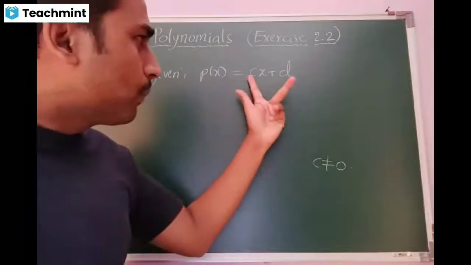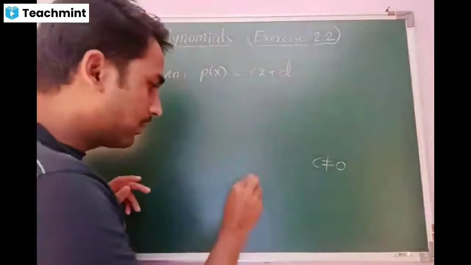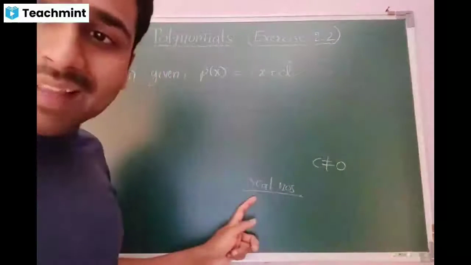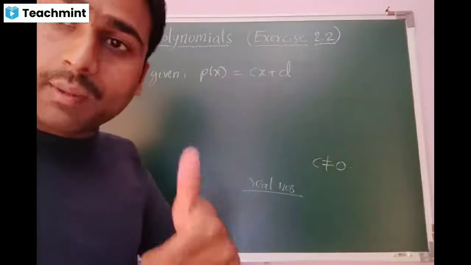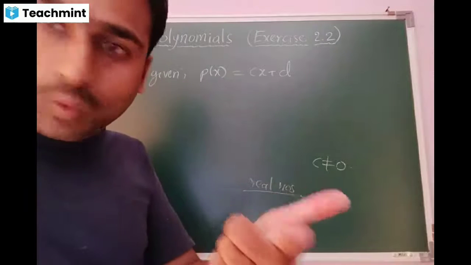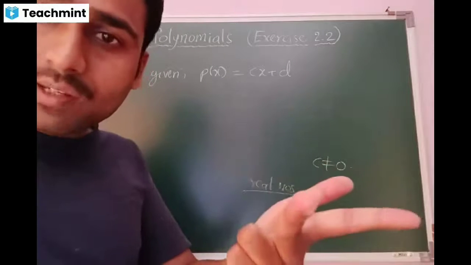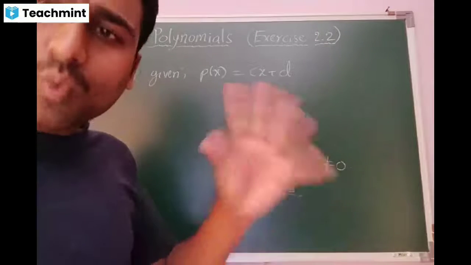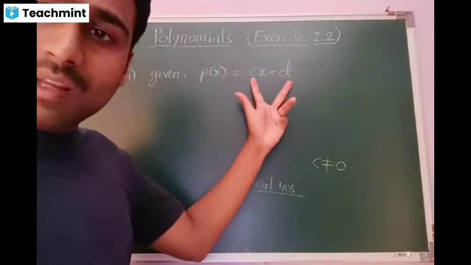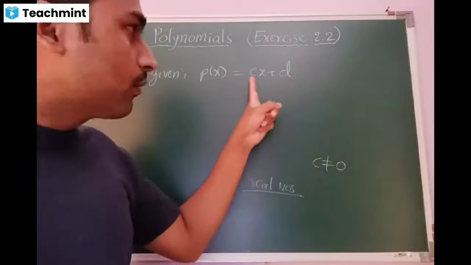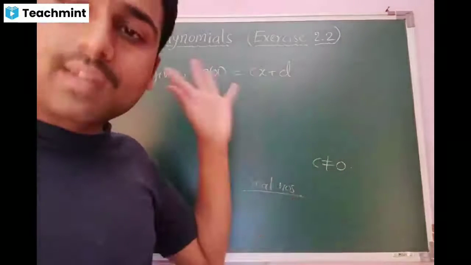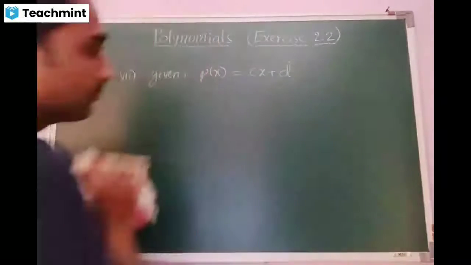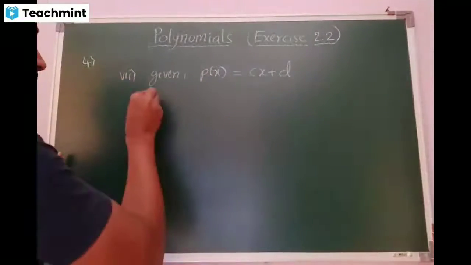Yes, sir. c and d are the real numbers. It means whatever number we have learned so far, it may be a natural number, whole number, integer, rational number, or irrational number. All together, in simple words, they are the real numbers. But out of the two, the first one, c, cannot be 0. Got the concept?